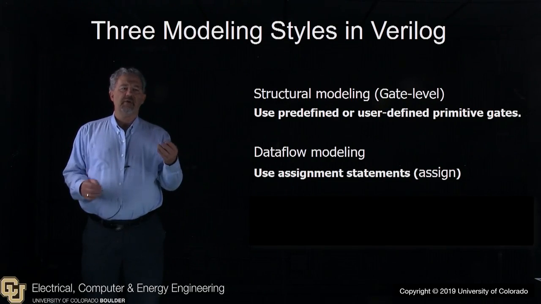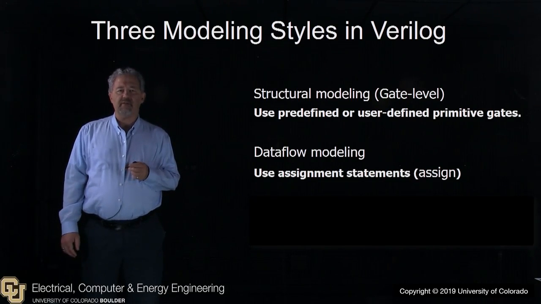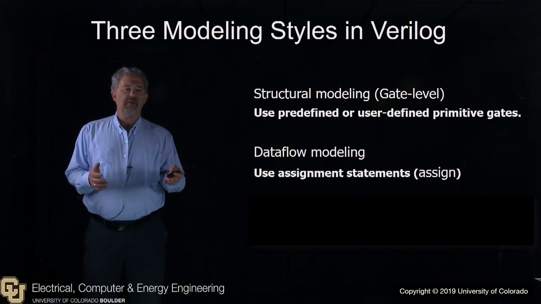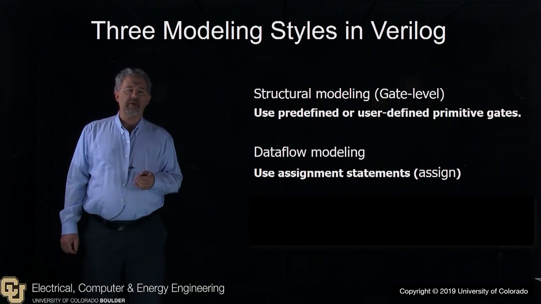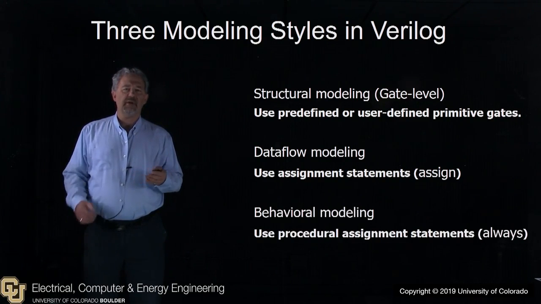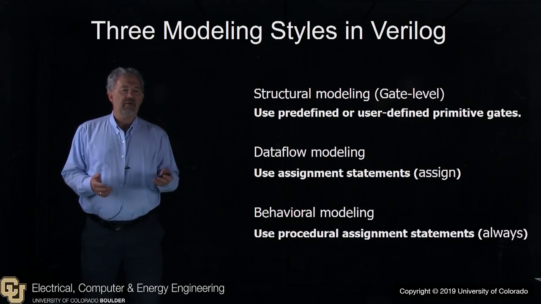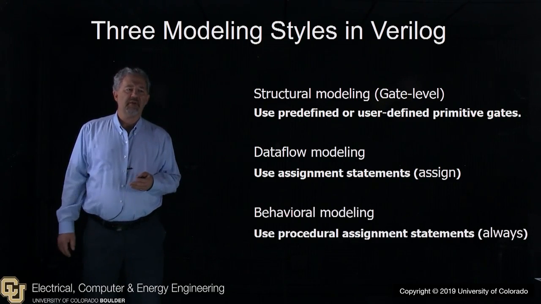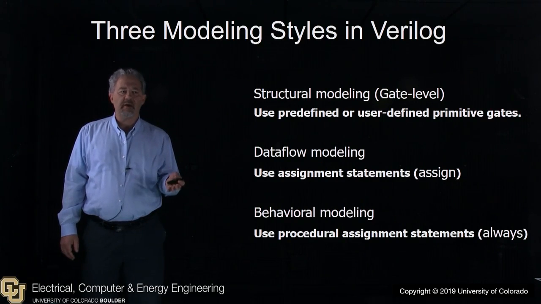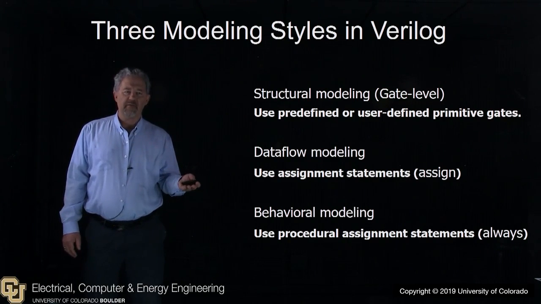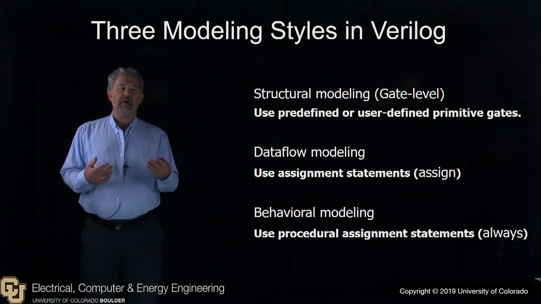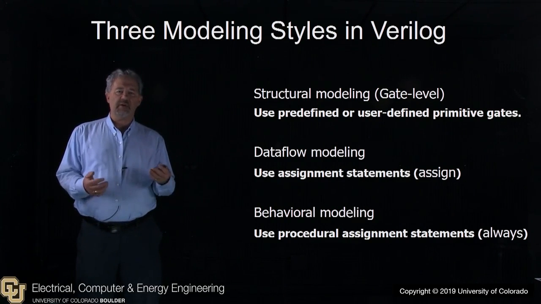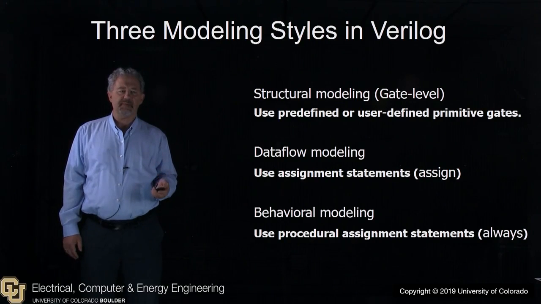Second, we use data flow modeling at the register transfer level of abstraction, or RTL, using concurrent assignment statements. Third, we could use behavioral modeling, which uses procedural statements known as an always block, similar to process statements in VHDL. Let's apply each of these modeling styles to the comparator example and see what we get.